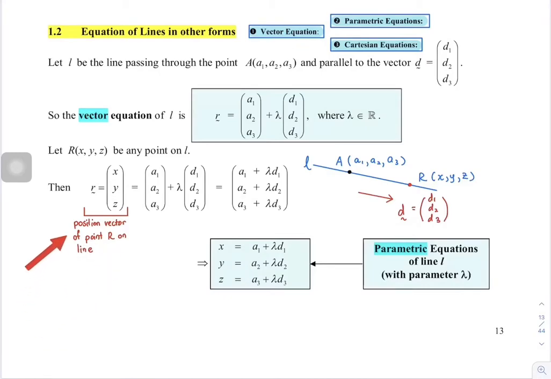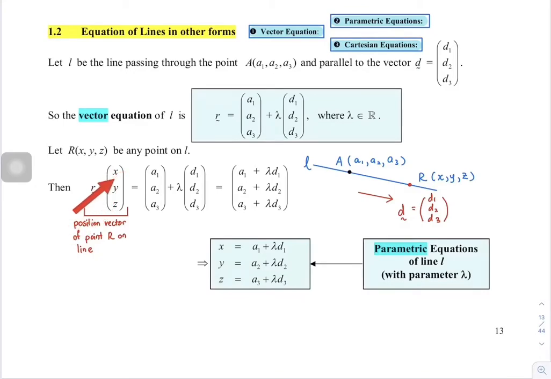In this section, we're going to look at the equation of lines in other forms other than the vector equation form that we have covered. The two other forms of the equation of lines are parametric equations and Cartesian equations. Now, for the vector equation of the line L, if the line L passes through a point A with coordinates A1, A2, A3, and the line L is parallel to the direction vector D1, D2, D3, if we let the point R with coordinates x, y, z be any point on the line L, then the position vector of the point R can be written as the column vector x, y, z.